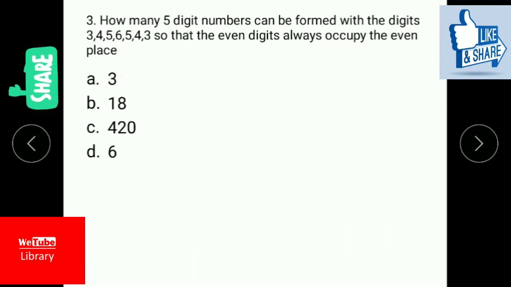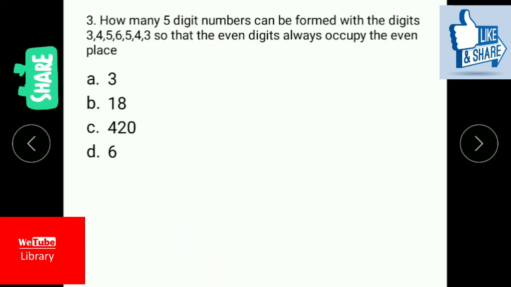How many 5-digit numbers can be formed with the digits 3, 4, 5, 6, 5, 4, 3 so that the even digits always occupy the even places? The thing is, we have to form a 5-digit number, and they have given 7 numbers. In a 5-digit number, there will be 2 even places and 3 odd places. In the given numbers, there are 7 digits, out of which 3 are even numbers, in which 4 is repeated twice, and there are 4 odd numbers, in which 3 and 5 are repeated twice. So how are we going to calculate?